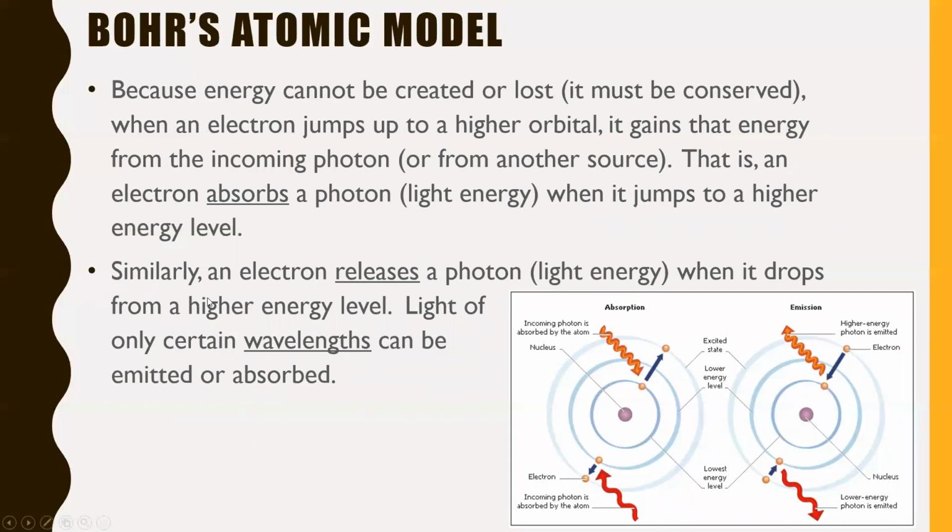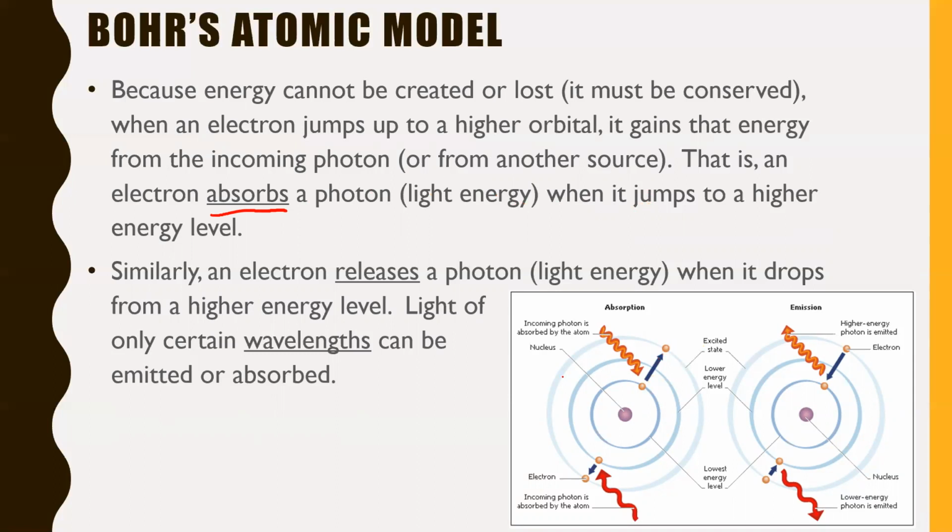Now, because energy cannot be created or lost, it must be conserved. When an electron jumps up to a higher orbital, it gains that energy from an incoming photon or from another source. So usually it's a photon, right? In other words, a photon will come in and provide that energy and move that electron to an outer level. That is, an electron absorbs a photon, which, remember, is just light energy, when it jumps to a higher energy level. This is kind of like what we talked about before with Compton scattering. It's not exactly the same idea, but if you have a certain wavelength of light that strikes an electron, it's going to provide that electron some energy, which is going to allow it, as long as it's just the right amount of energy, to move to the next energy level, okay?